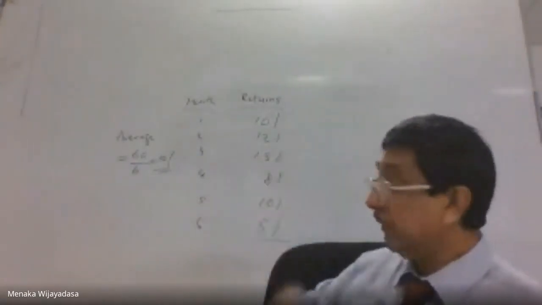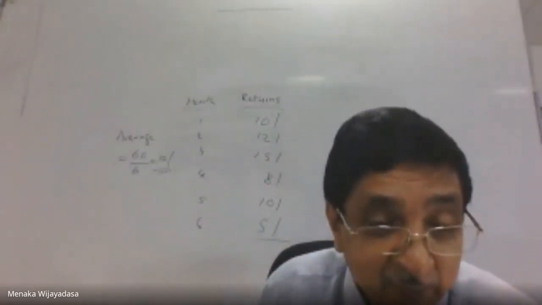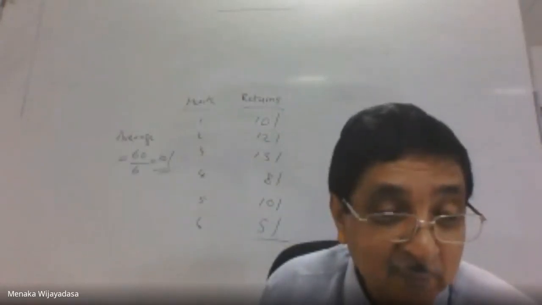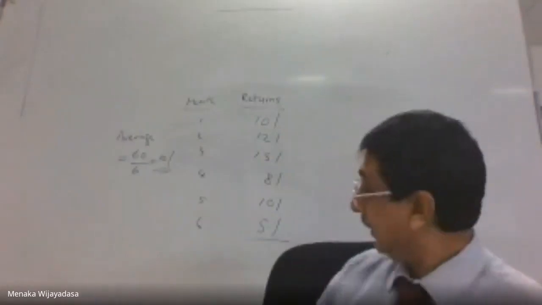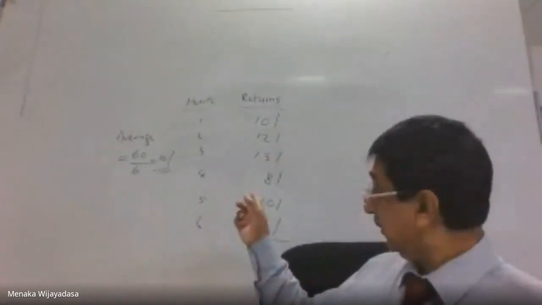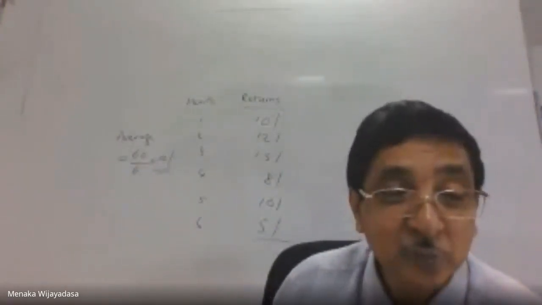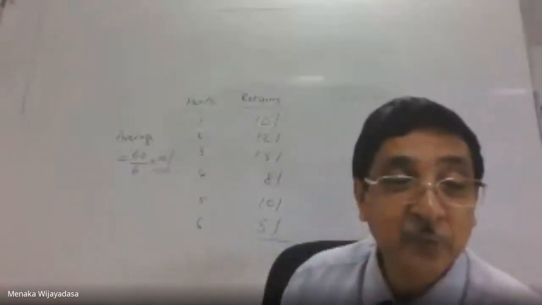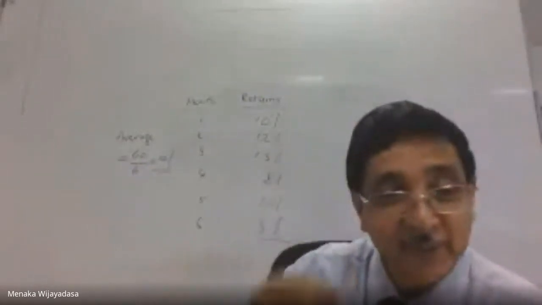Then the second month, it is 12. Then what is the variation? What is the deviation from the mean? 2%. It is higher than the mean by 2%. Right? Then the next one would be 5%. The fourth one, 8 minus 10 would be minus 2. The fifth one, 10 minus 10 is again 0. The last one, 5 minus 10 is minus 5. Now all these will come as deviations.